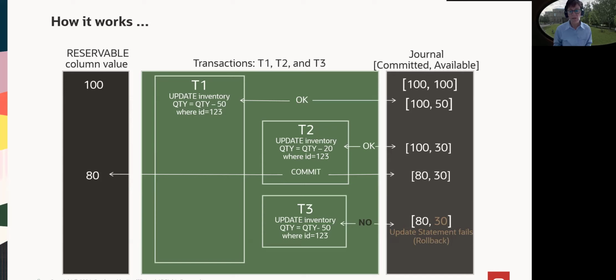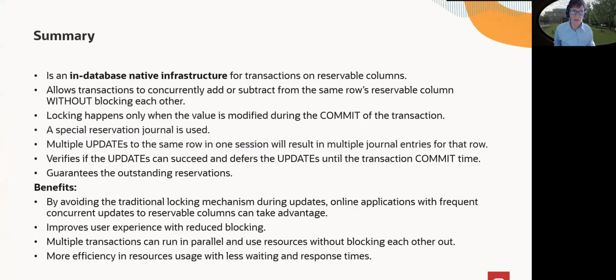We know that there's an available value of 30. And if we commit this information, of course, the reservable column will have the value 30, and the committed and available information is 30. And the journal table after that is empty. That's how it works internally and what you can see when you use this feature.